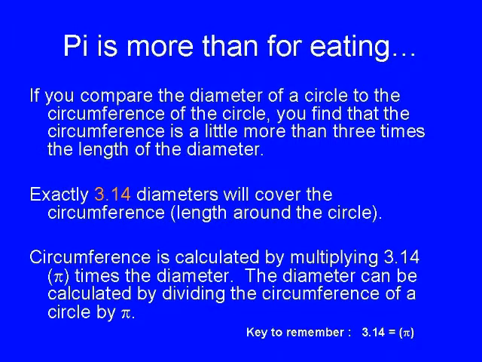Circumference is calculated by multiplying 3.14, or pi, times the diameter. The diameter can be calculated by dividing the circumference of a circle by pi. The key to remember here is that 3.14 equals pi.